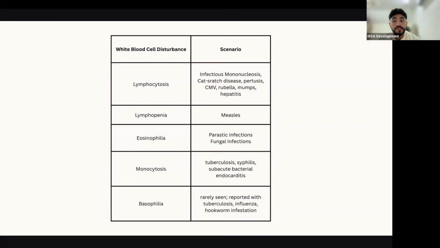If the patient has monocytosis, it's very common in tuberculosis, syphilis, and subacute bacterial endocarditis. Monocytosis is not common in just viral or any random bacterial diseases, but it is seen in tuberculosis and syphilis. Very high yield, very important. Basophilia is extremely rare, but if you see it, think of TB. TB, influenza, hookworm infestation, usually TB.